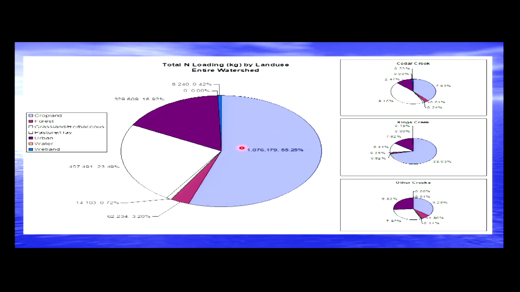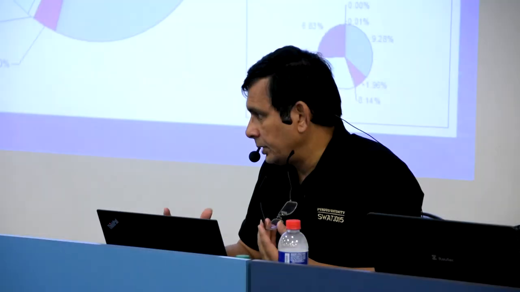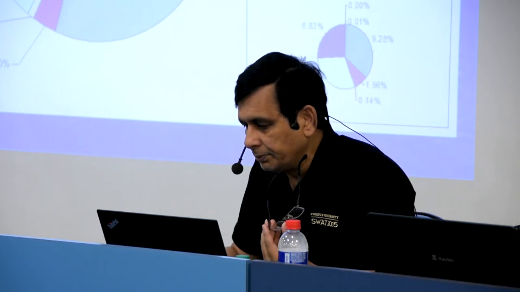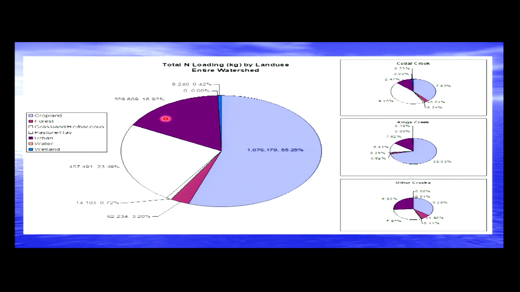Urban and agriculture are the only two big sources. You can treat here, but you are not going to reduce significantly. Okay? The land is very, very big, but the contribution is relatively small. So the maximum reduction that you can expect is from agriculture and urban landscapes.